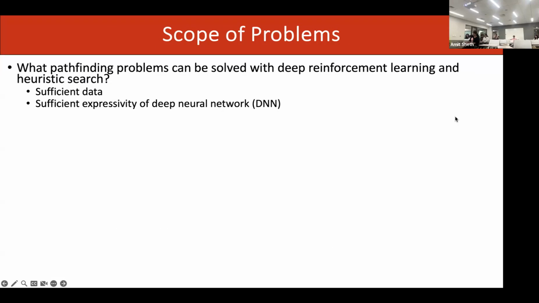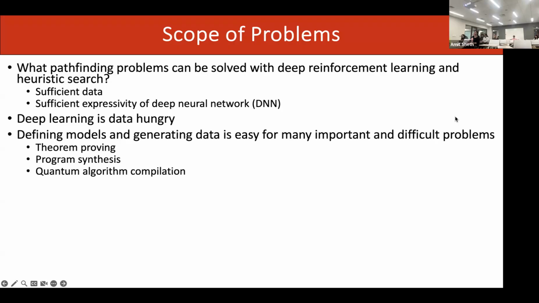All right, so then the question is, I said any given pathfinding problem. Well, what exactly is this going to entail? Is this really going to be any pathfinding problem? Well, here we're working with deep neural networks in order to do this. And with deep neural networks, you assume that you have a sufficient amount of data. You assume your network is expressive enough to learn the problem at hand. So you're going to need a lot of data. We know deep learning is data hungry.